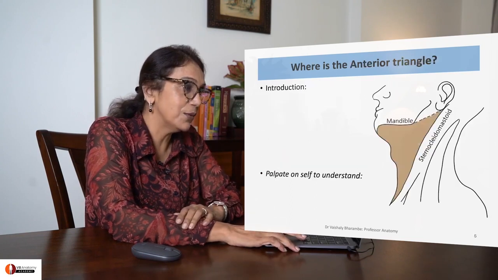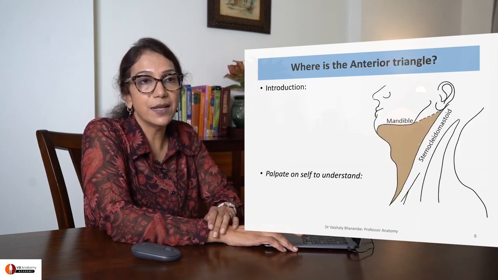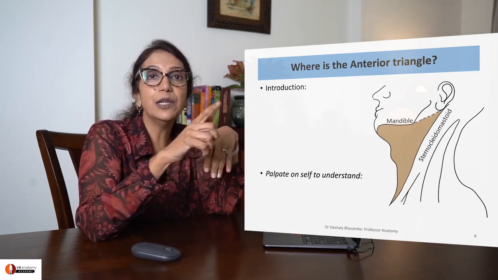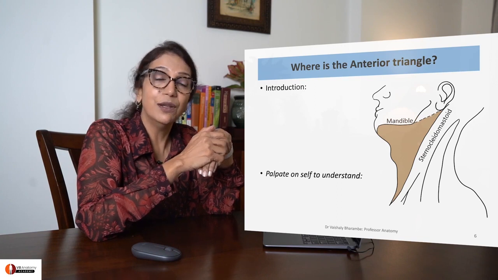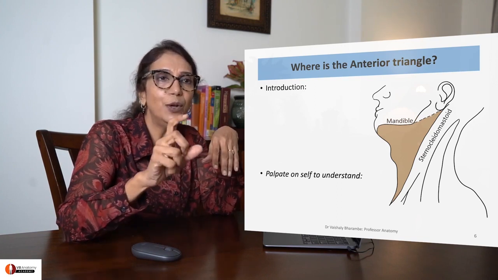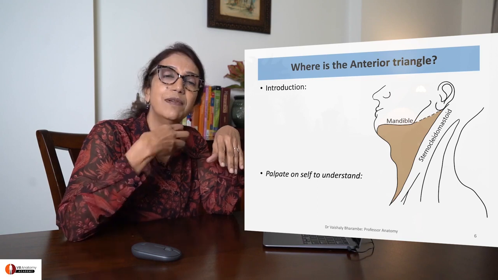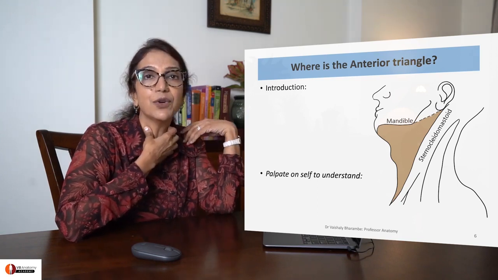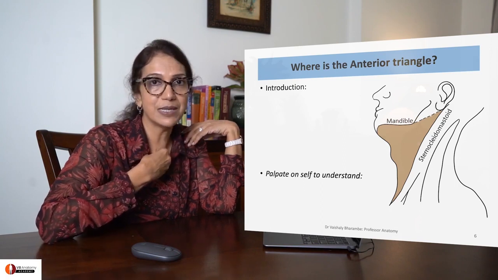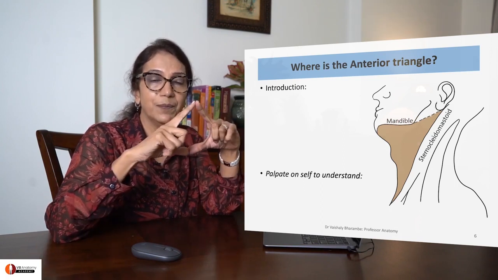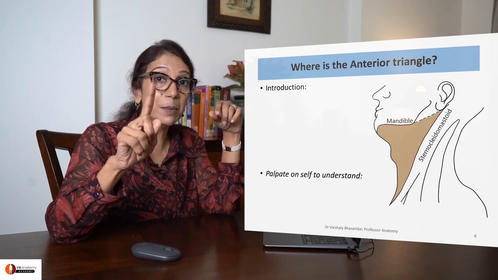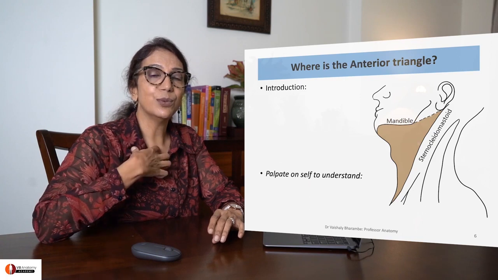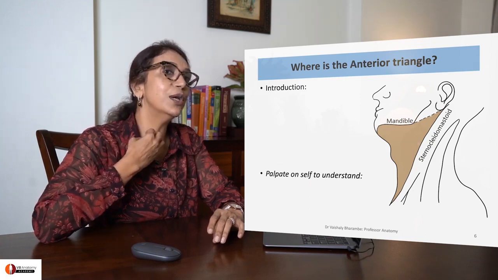Okay? Right. So, anterior triangle. As usual, my question is, where is the anterior triangle in your body? Let's always remember there is a sample of the human body always with you. So let's talk about where is the anterior triangle. Remember, you have to palpate on yourself. It's a triangle, so it's going to have 3 borders.